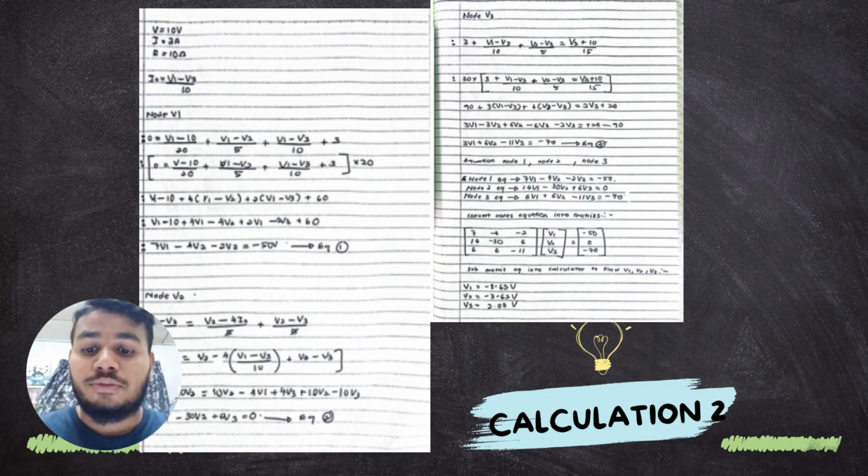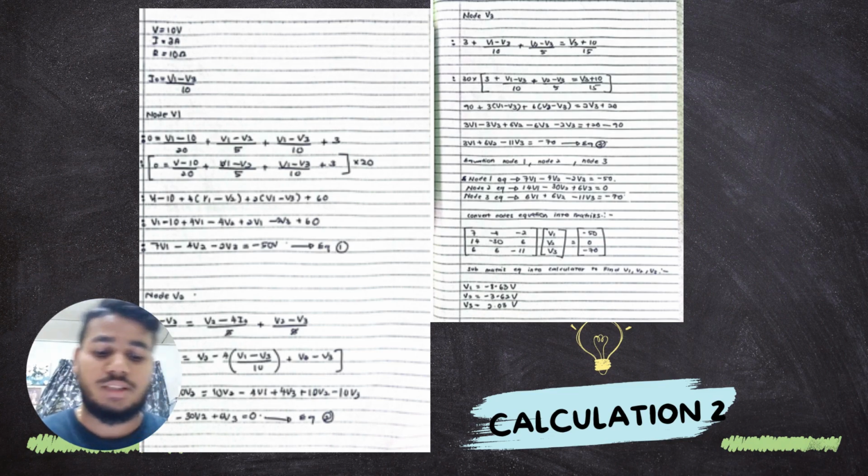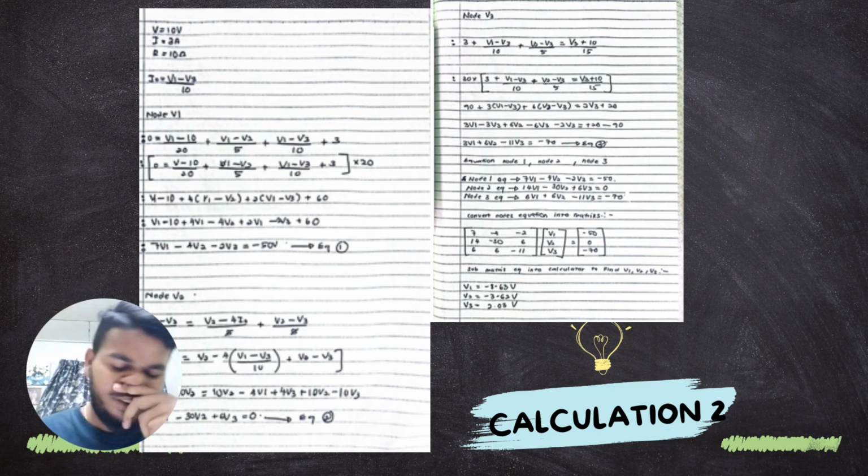So the variation of value we choose is V equals to 10 volt, and I equals to 3 ampere, and R equals to 10 ohms. As usual, the IO is V1 minus V3 over 10. So we should know the nodal V1. So 0 equals to V1 minus 10 over 20 plus V1 minus V2 over 5 plus V1 minus V3 over 10 plus 3, and we need to simplify. The final answer we get is 7V1 minus 4V2 minus 2V3 equals to minus 50.